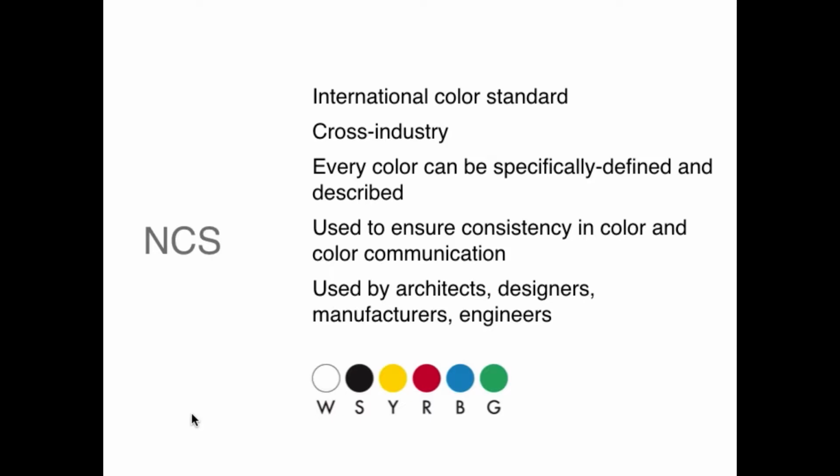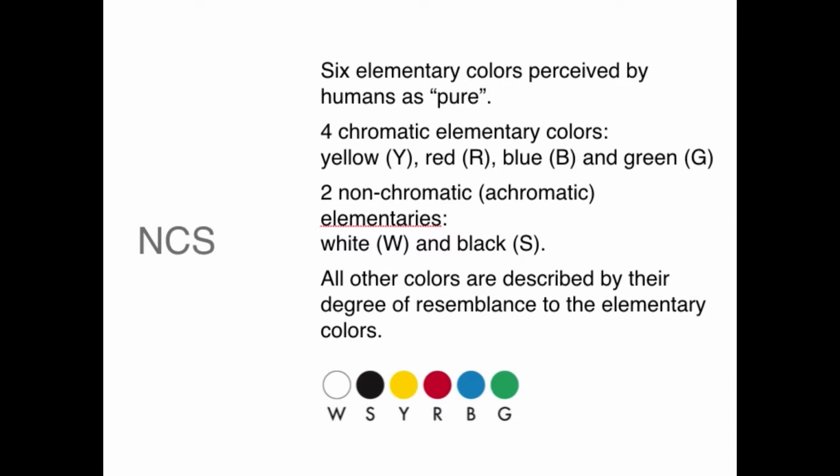So the NCS is not well known within the fine art realm, and not as well known even within graphic design as it is within environmental design, manufacturing, and engineering. Instead of primaries, the NCS identifies 6 elementary colors, and these are colors that are perceived by human beings as being pure. Within those elementary colors, there are the 4 chromatics, yellow, red, green, and blue, and 2 non-chromatic, or what Itten would call achromatic, which are white and black.